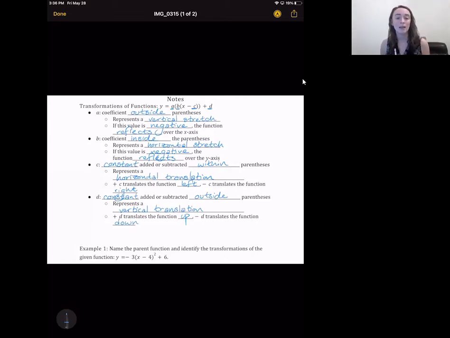So something that you might notice here is that if our coefficient or our constant is outside the parentheses, that means it's dealing with something vertical, a vertical stretch or a vertical translation. If our coefficient or our constant is inside of the parentheses, that has to deal with something horizontal. It could be a horizontal stretch or a horizontal translation. So let's keep that in mind as we look at example number 1.